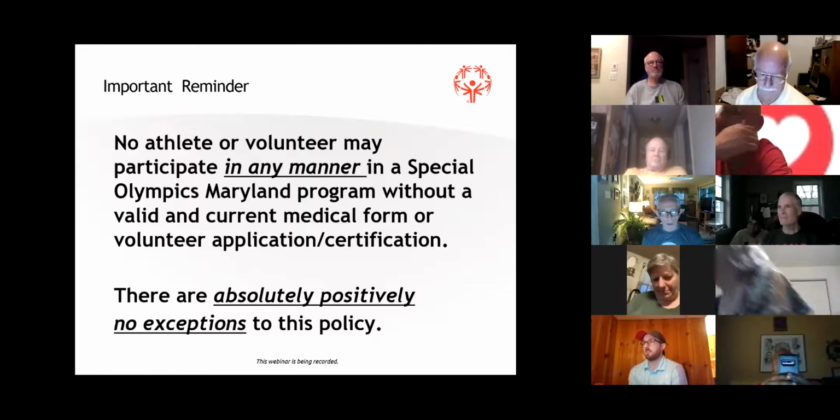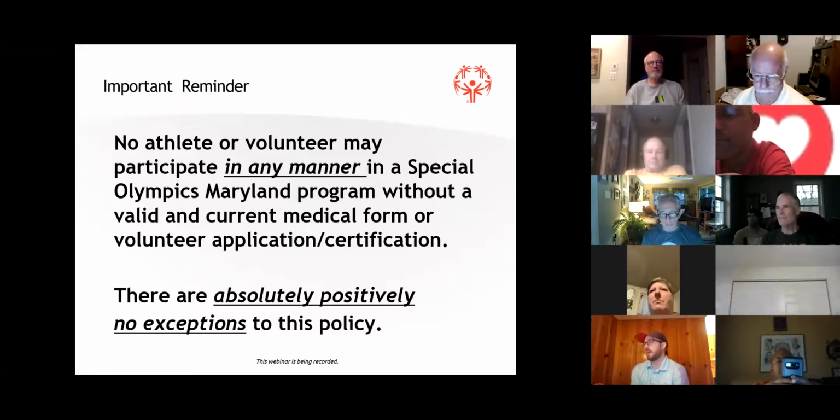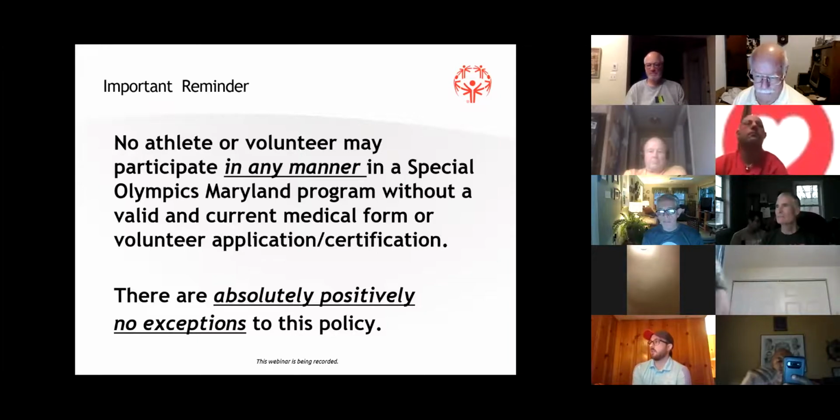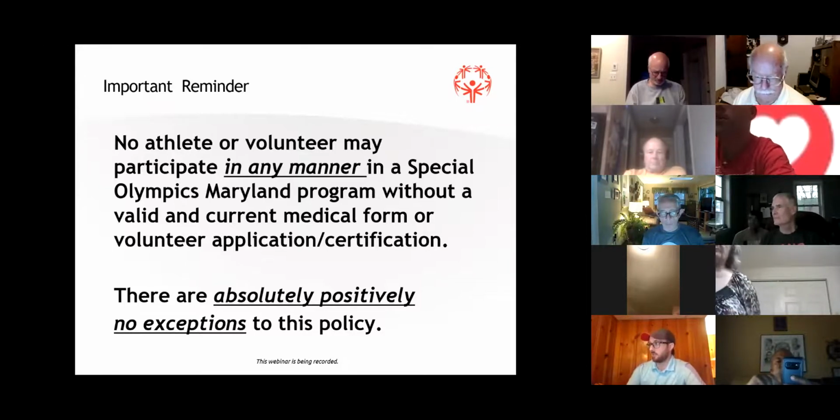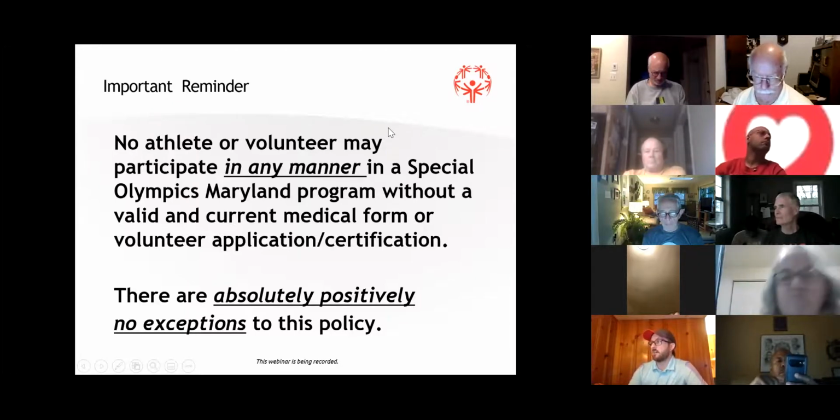Again, we give you the reminder up front that you have to have all your athlete medicals in. You have to have all your certifications as coaches in and volunteers in, and that CDW form before anyone participates. Again, nobody can participate without that stuff. It's important that you have that stuff turned in.